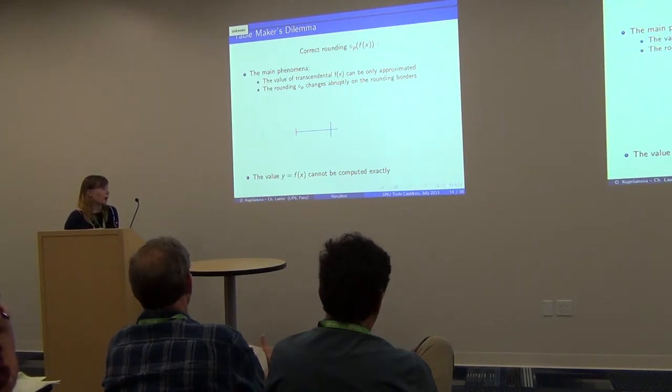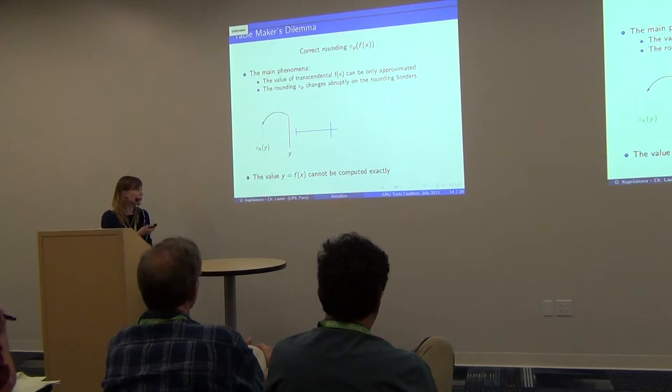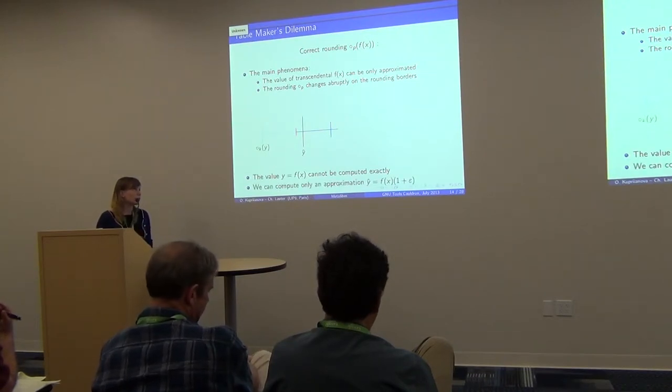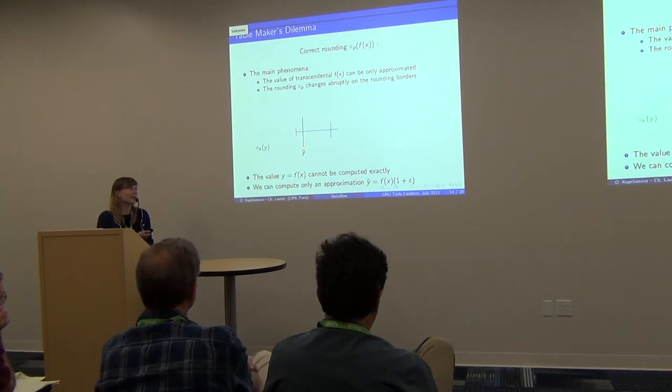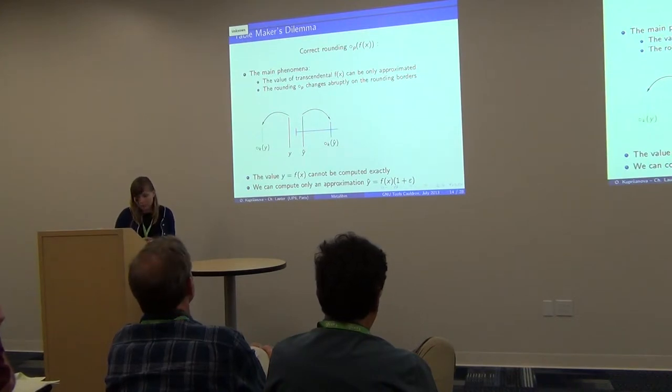Here we have the rounding border, and all the values of the light blue part of the interval round down, and those of the dark blue round up. So the value y, the value of our function, cannot be computed exactly. But sometimes this value is located in the lower part of the interval, so it has to be rounded down. The only thing that we can compute is y hat, the value with some error epsilon, so it will be located in the upper part of the interval and it rounds up. So in this case, we have an error of one ULP, which is not correct rounding.